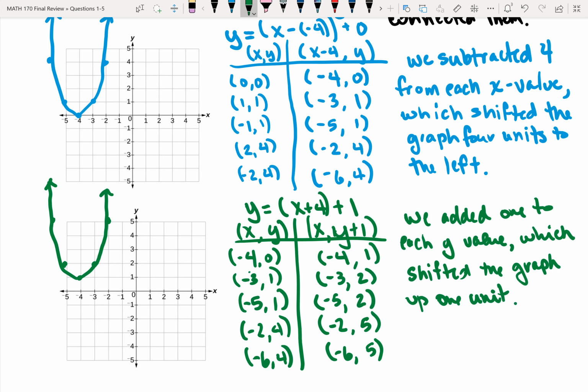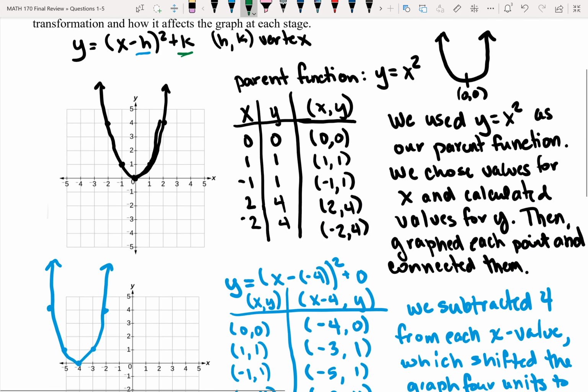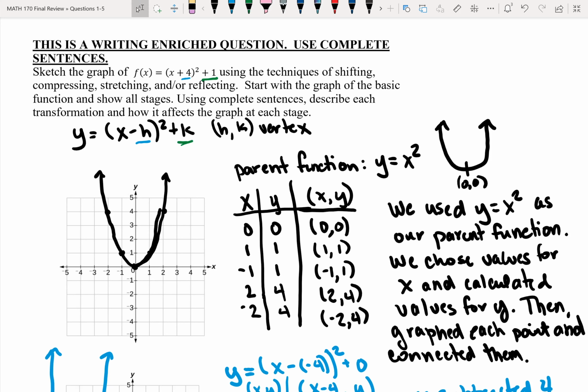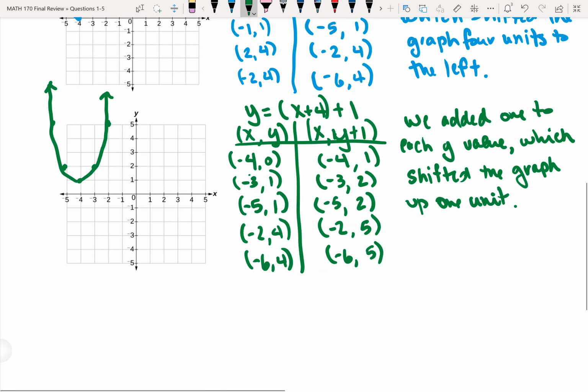Okay, so let's just check. If we go back and we look at our original function, we said we're going to use the parent function of x squared, that it should look like this, which it did. And then we know that this would shift to the left 4 and up 1. So did our parent function shift to the left 4 and up 1? It did. Our answer is reasonable. So we're finished. Good job.